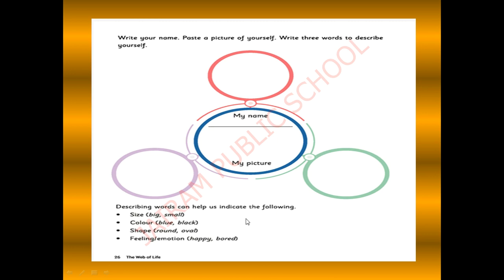See, here are some clues. Describing words can help us indicate the following. You can describe size, big or small. You can describe colors, shape, feeling. Okay dears, next class I will ask you whether you did this activity or not. Hope you all understand. I will say the rules again. Paste your picture here, write your name, then describe yourself with 3 describing words. Am I right? Okay, dears.